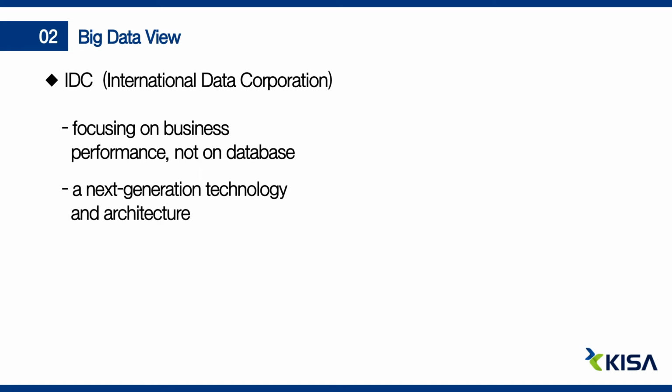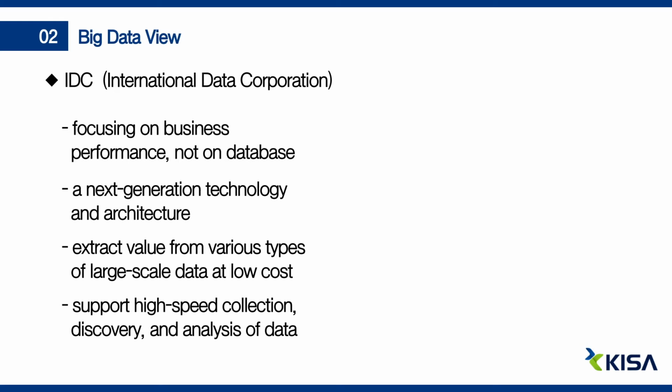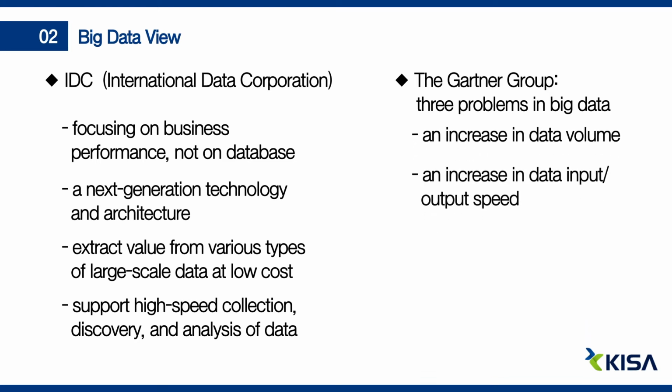It is defined as a next-generation technology and architecture designed to extract value from various types of large-scale data at low cost and support high-speed collection, discovery, and analysis of data. The Gartner Group, an information technology research group in the United States, defines 3 big data problems: an increase in data volume, an increase in data input or output speed, and an increase in data diversity.